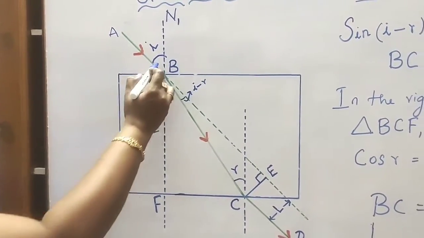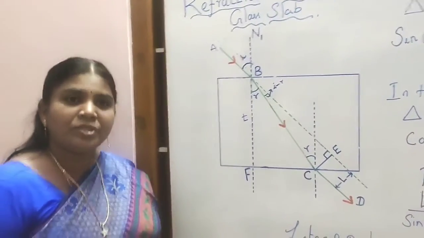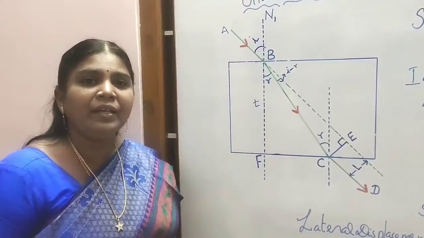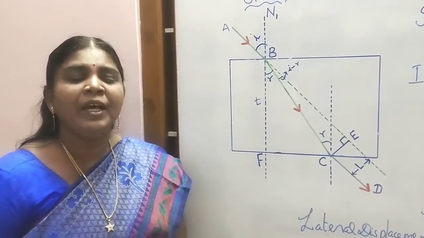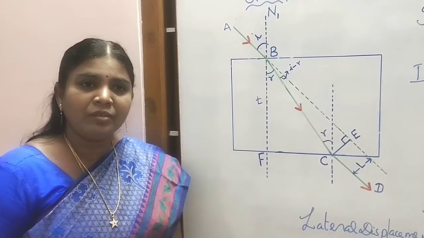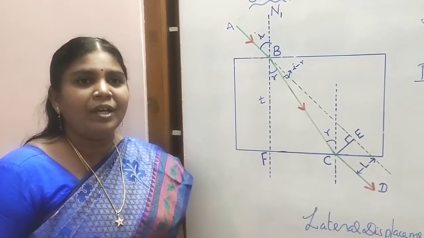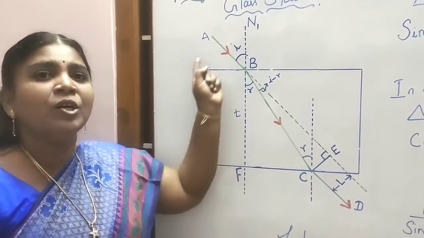If the angle of incidence is 0, then what happens to the angle of refraction? The angle of refraction is also 0. If there is no angle of refraction, there is no bending of light waves. So even though light travels from one medium to another medium, there is no change in the direction of light waves. So the condition is that it should travel from one medium to another medium obliquely.